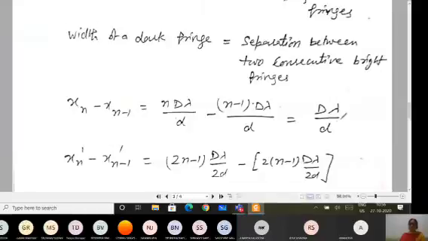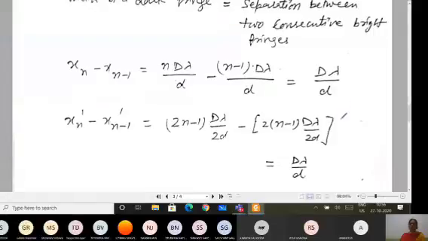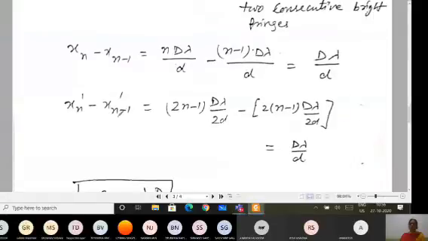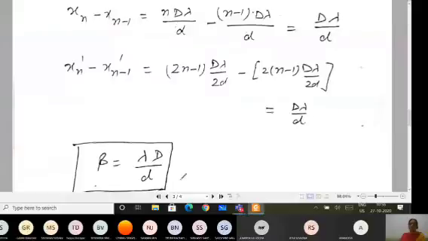Similarly, if you take two dark fringe positions and find the difference for nth and (n minus 1)th, then you put the values. Again, you can see we are getting the same result. So the value of the fringe width is the same, that is equal to lambda capital D upon small d. This is the formula which you may use directly in the questions: beta, the fringe width, is equal to lambda capital D upon small d.